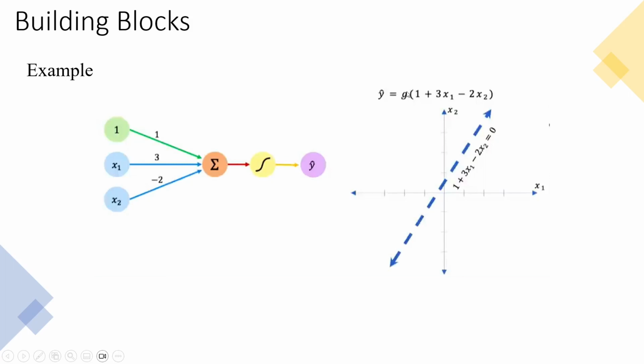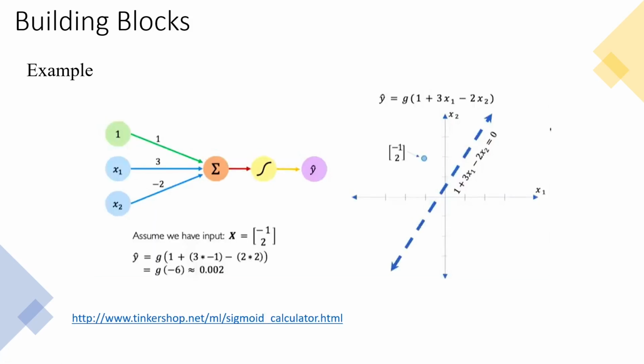If we didn't have any activation function, what we were going to have was a line which was going to split the space into two in a linear fashion. But since now we have an activation function, instead of having a linear separation, we can get a much more complicated output. So, for example, let's take the point minus 1, 2, which is this one, okay?